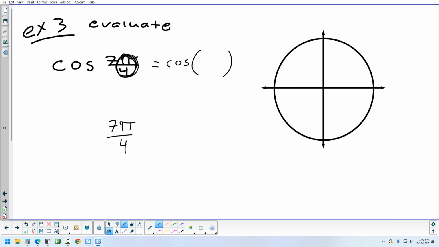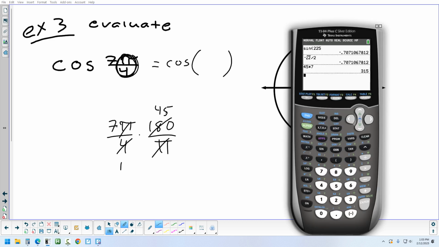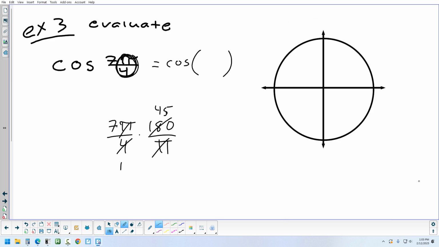To do it the long way, multiply by 180, divide by pi, the pi's cancel, I get that. And then 4 goes into 180 how many times? No idea. I would need a calculator. 45. Now you have to multiply 7 times 45. So it ends up being exactly the same thing I just did, 45 times 7. It's just a few more steps, but you can do it that way. That's fine. So it's 315.